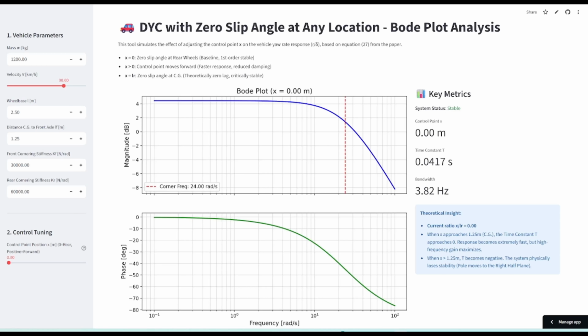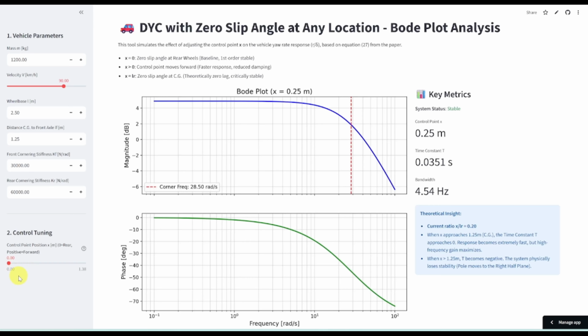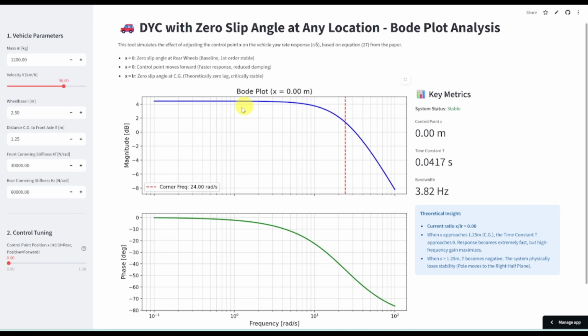This is the app that generates the Bode plot for the vehicle's yaw rate gain, based on the formula we just derived. On the left, we have basic vehicle parameters. These include mass, velocity, wheelbase, the distance from the rear axle to the center of gravity, and the cornering stiffness of front and rear tires. Under control tuning, we have the value of x. You can adjust this freely. 0 represents the position at the rear axle. Slide it, and 1.25 represents the position at the center of gravity.